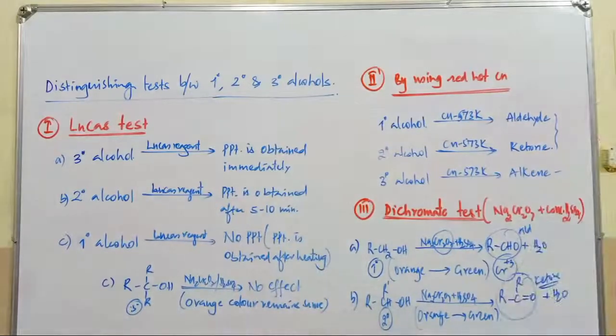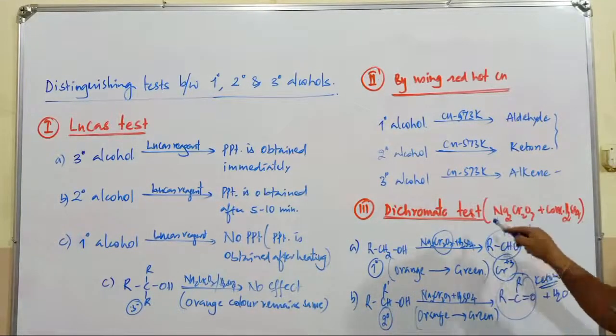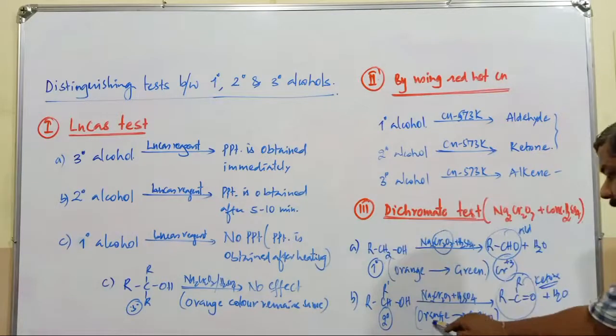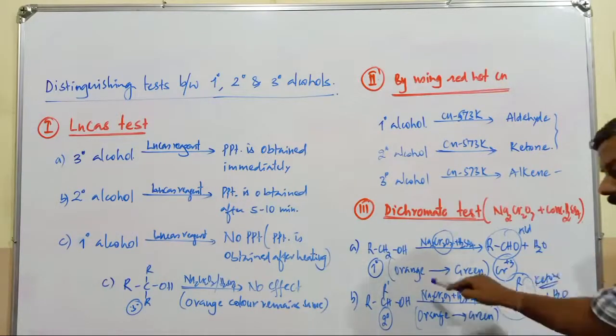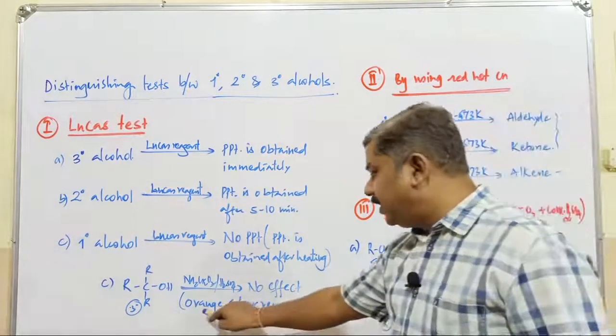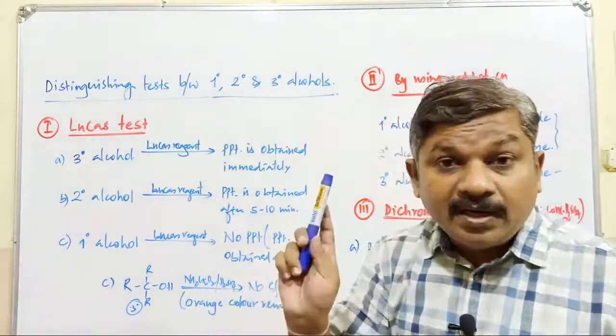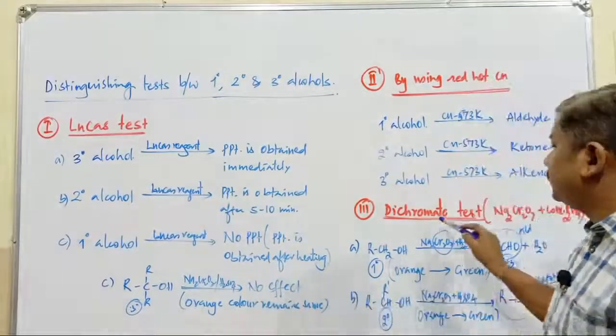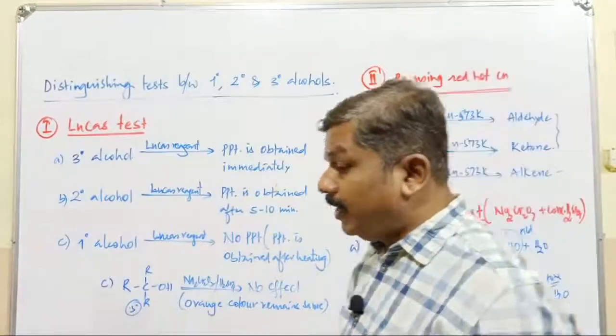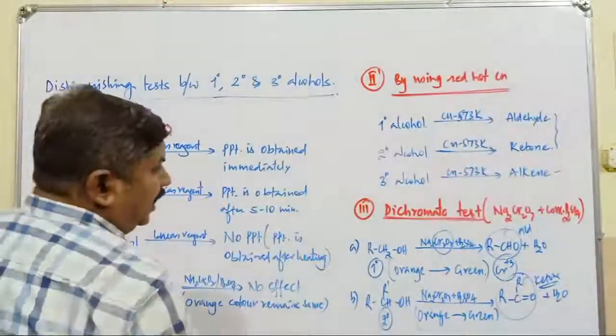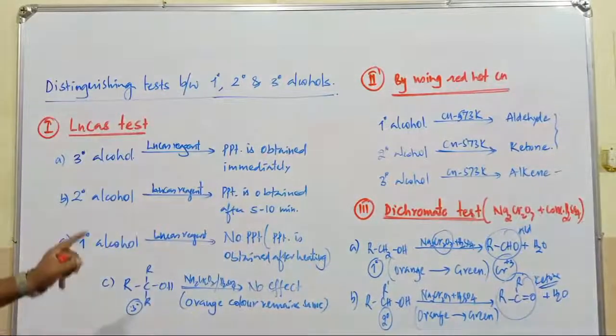This is the dichromate test. In the dichromate test, orange converts into green with the formation of aldehyde, then it is primary. Orange into green with the formation of ketone, it must be secondary. If the orange color does not change and remains the same, the given alcohol must be which one? Tertiary alcohol. So this test is commonly known as what? Dichromate test. Copy this one. One last test is there. I will complete that test also. By using that test, we will wind up this distinction between primary, secondary and tertiary alcohols. Copy it first.